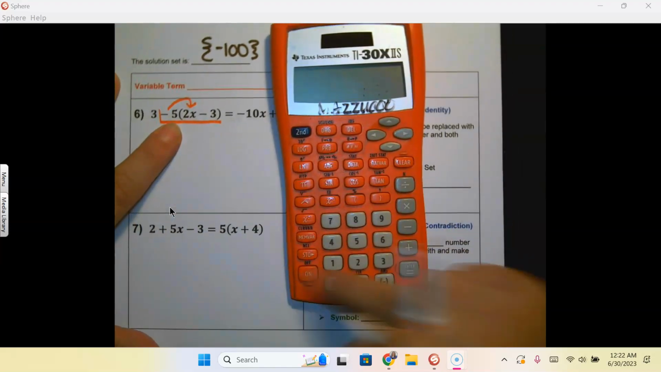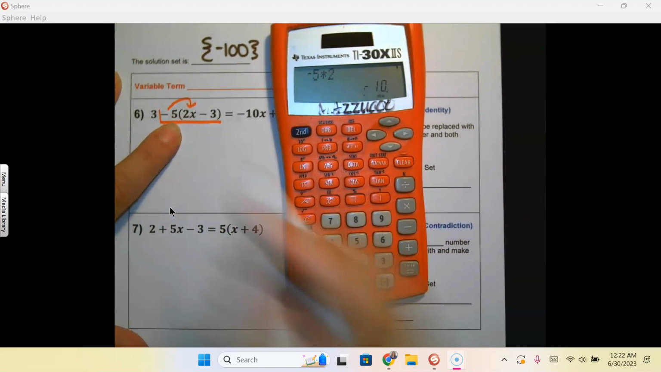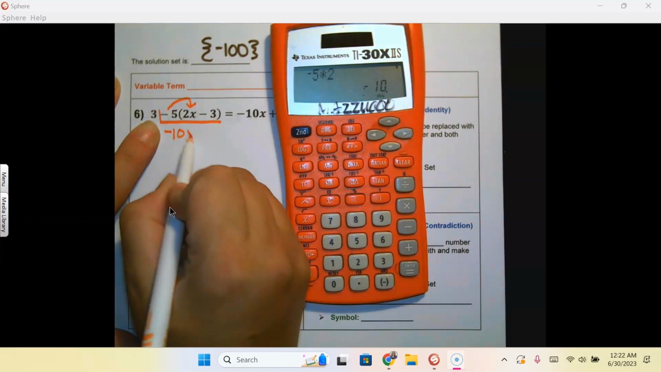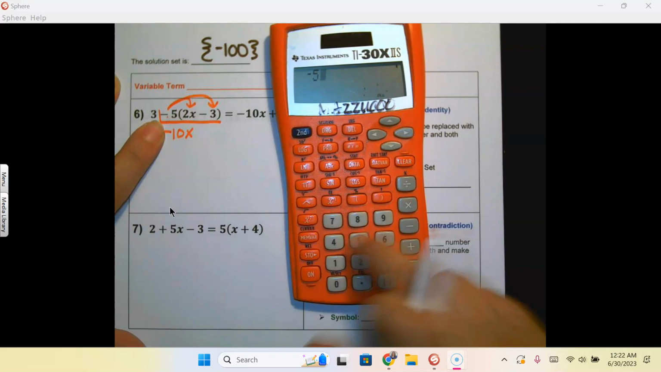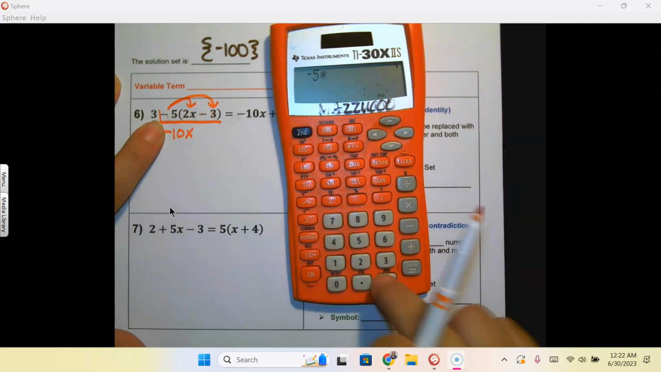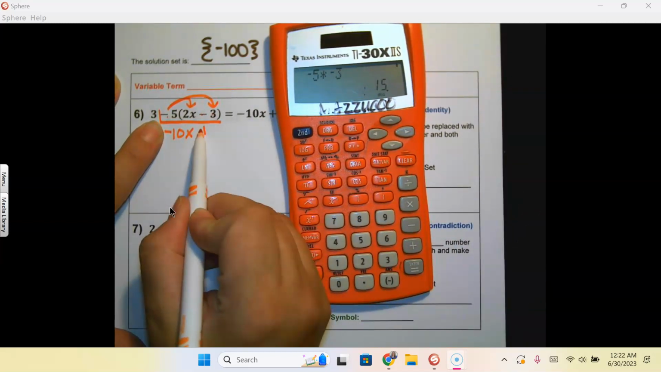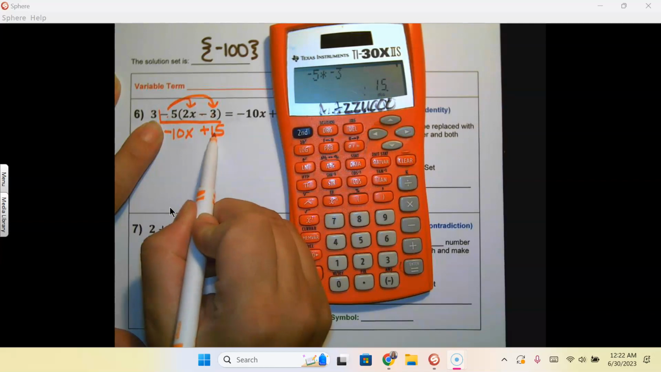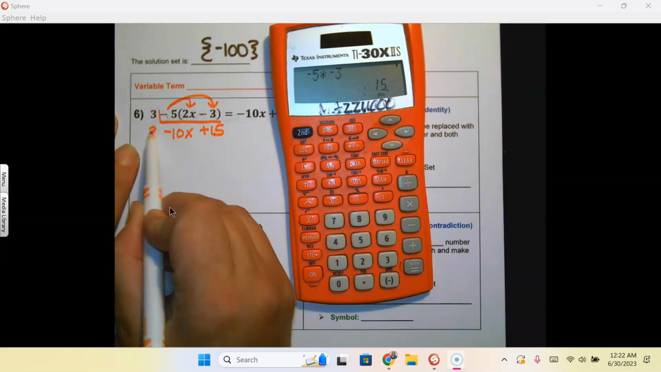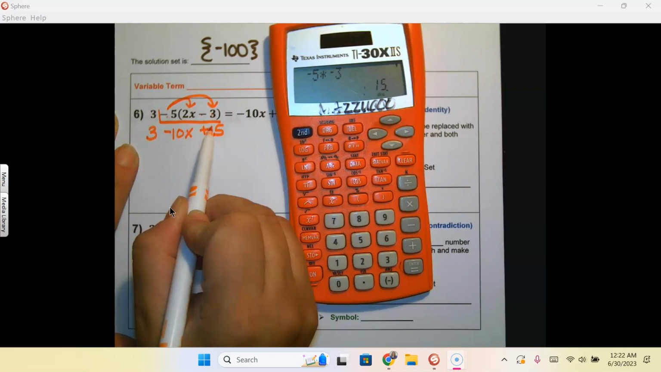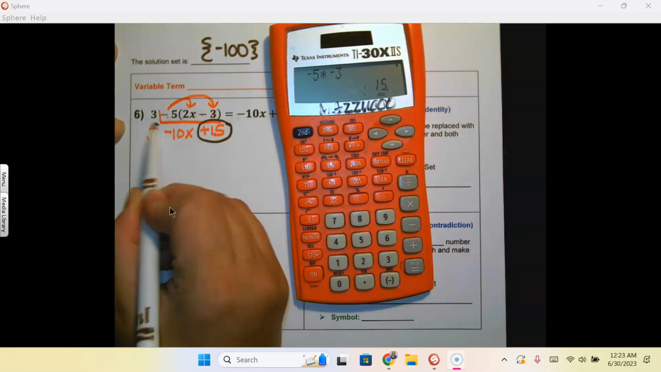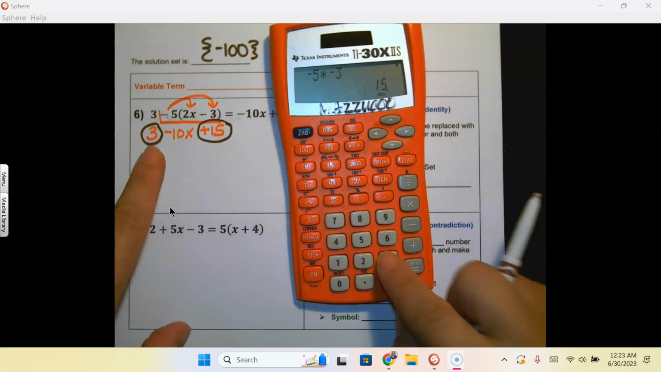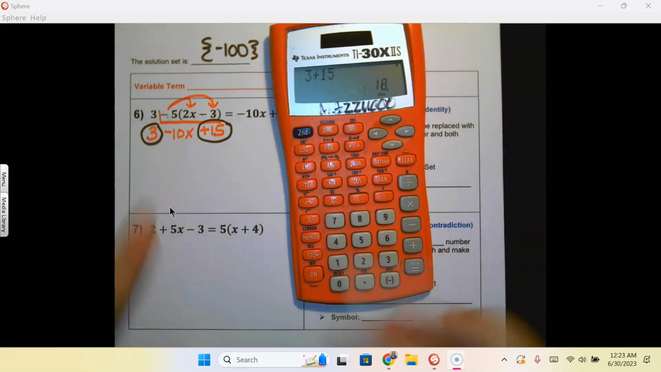So negative 5 times 2 is negative 10x, and then here we're going to have a negative 5 times a negative 3, and that is a positive 15. And then I'm going to bring down the 3, and now we have like terms, so we can combine the 15 and the 3 together. So that's 3 plus 15, and that's 18.